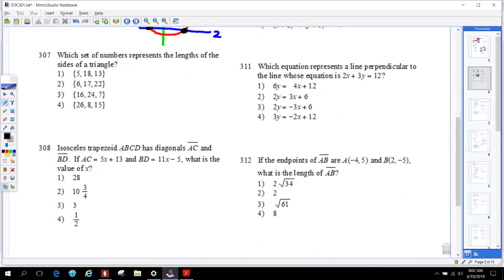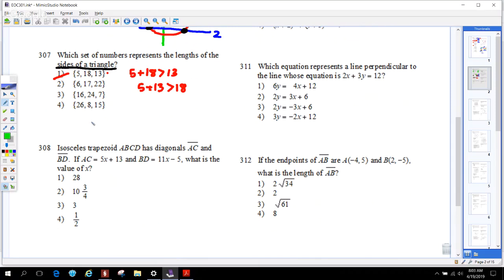Which set of numbers represents the lengths of the sides of a triangle? This one, we just have to always remember, and I talked about this one time during the trig unit. In order for something to be a triangle, when you add any two sides, it always has to be bigger than the third side. So if we look at number 1, we have to say, well, is 5 plus 18 bigger than 13? Yes. Is 5 plus 13 greater than 18? No. So it's not choice 1.